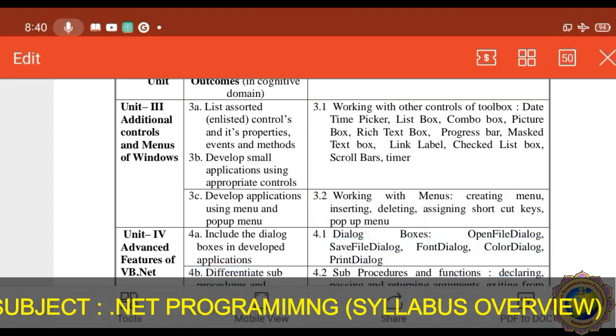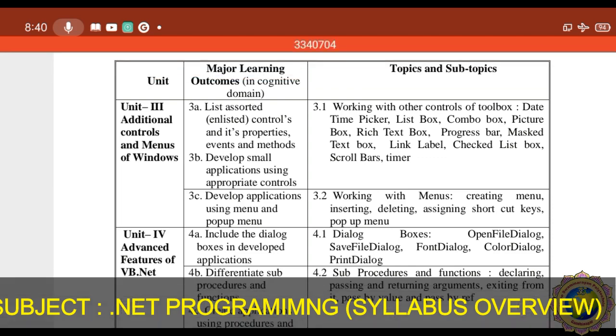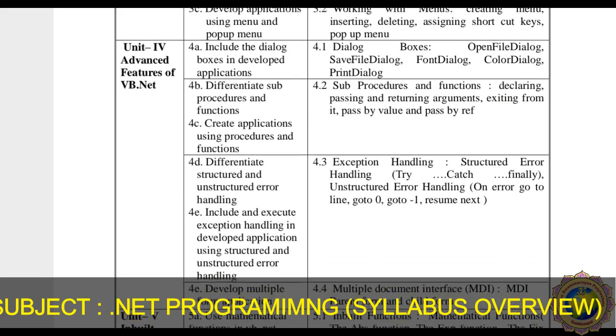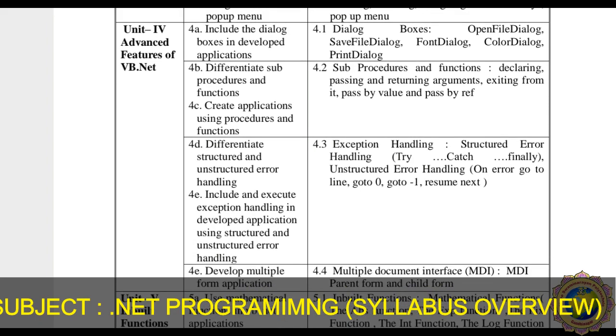And then unit number 4, advanced features of VB.NET. Chapter number 4 includes dialog boxes in developing applications, different sub procedures and functions, creating applications using procedures and functions, and differentiating structured and unstructured error handling. Then execute exception handling in application development using structured and unstructured error handling, and develop multiple form applications using advanced features of VB.NET.